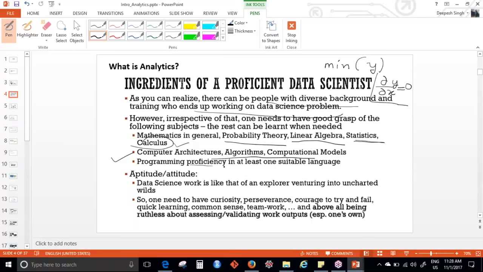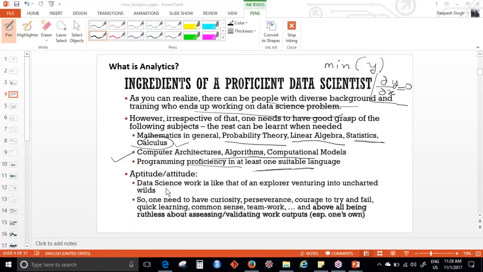Okay, and programming proficiency. Okay, so programming, why is it required? Because of course the mathematical models that we build, we'll not build them on paper, we'll build them using a computer. That is why we need to be proficient in at least one language. Okay, we'll talk about the different languages used and the advantages of each.